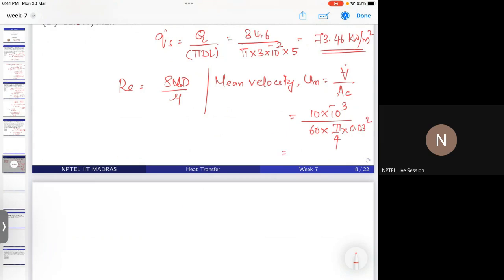Can you please find out what is the mean velocity of flow? I think it should be some 0.235 meter per second. Are you getting this? 0.236. Okay, fine.